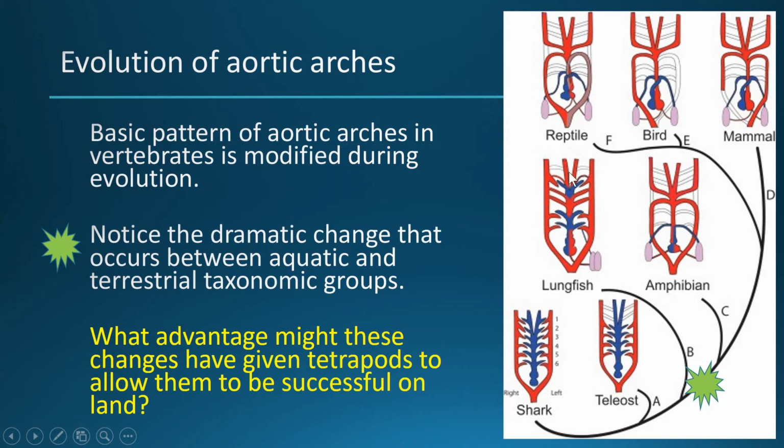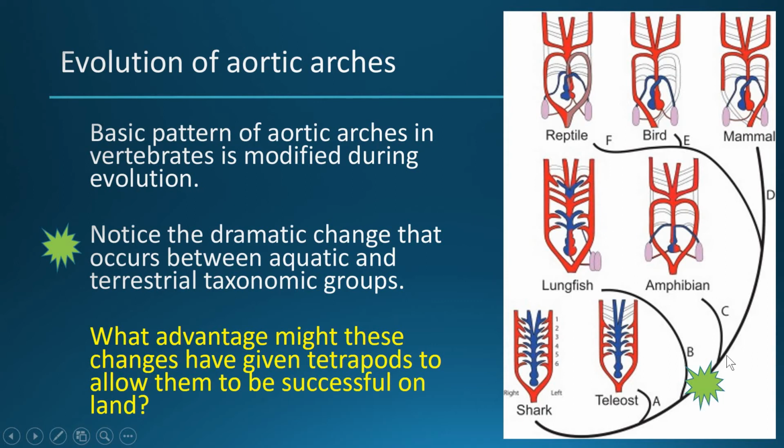You get to lungfish, and I would hazard a guess to say it's a little bit more similar to shark and teleost, but then again, it's in between. It's a little bit of a hybrid. You notice they have lungs off to the side because they're lungfish.